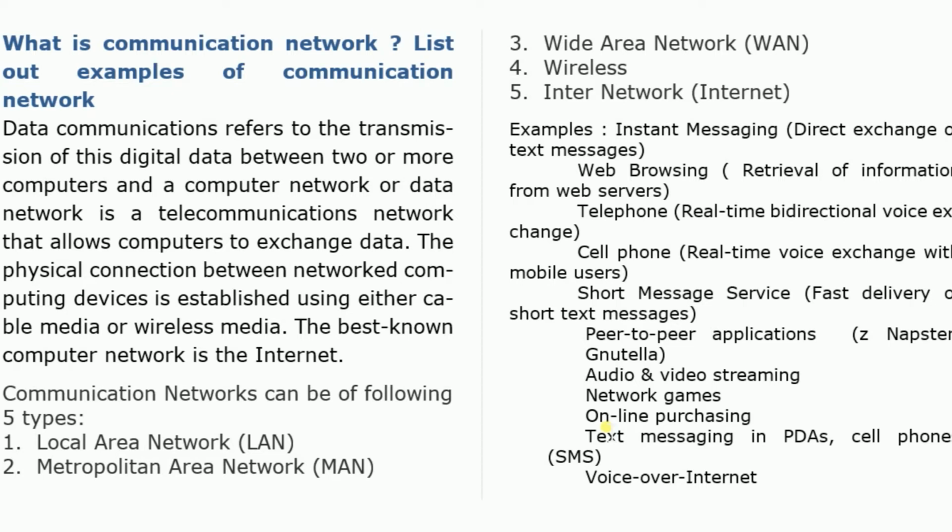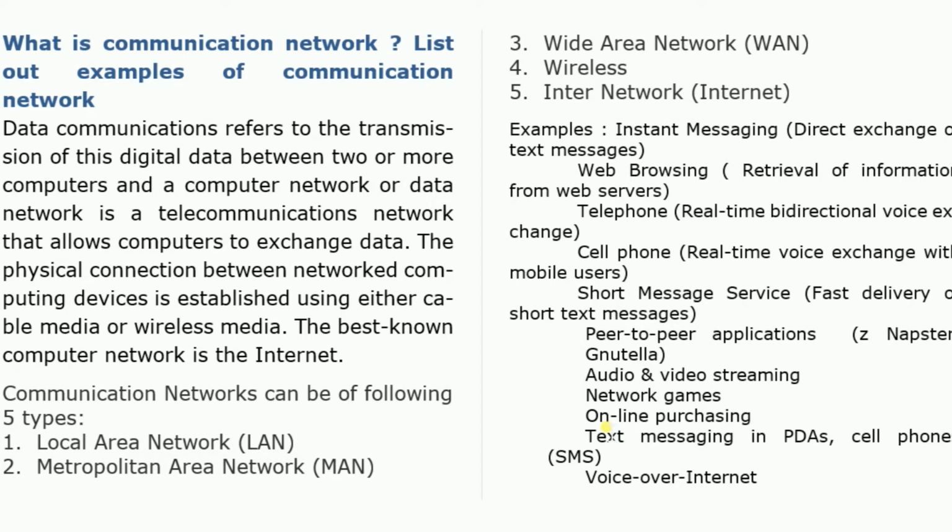Communication networks can be of the following 5 types. First one, local area network. Second one, MAN, that is metropolitan area network. Third one, wide area network, WAN. Fourth one, wireless network. Fifth one, inter-network, that is internet. Okay, but the PAN is not there. Even though we will say in house one person will use PAN, personal area network, commonly we will say there are 5 types of networks.